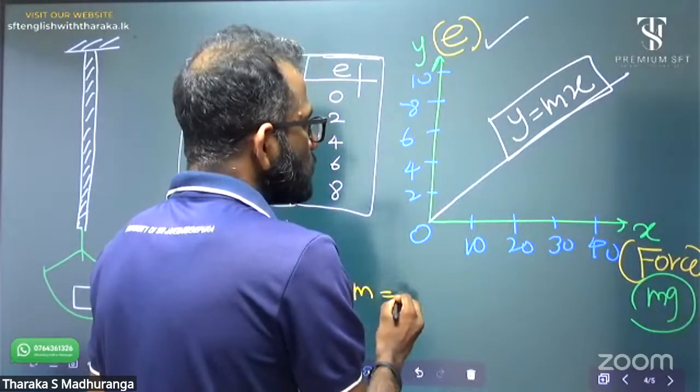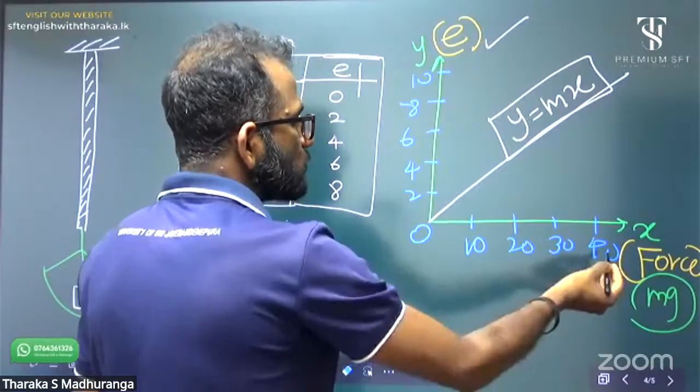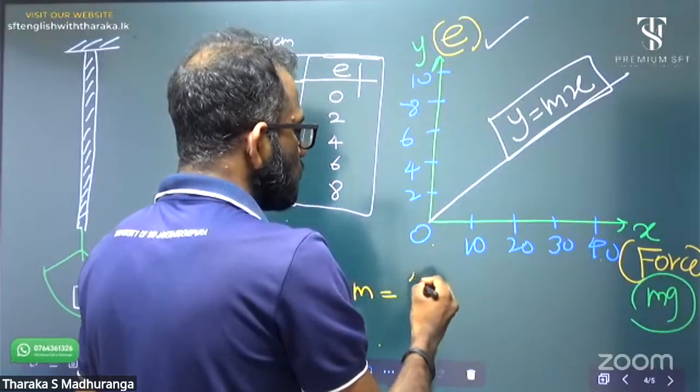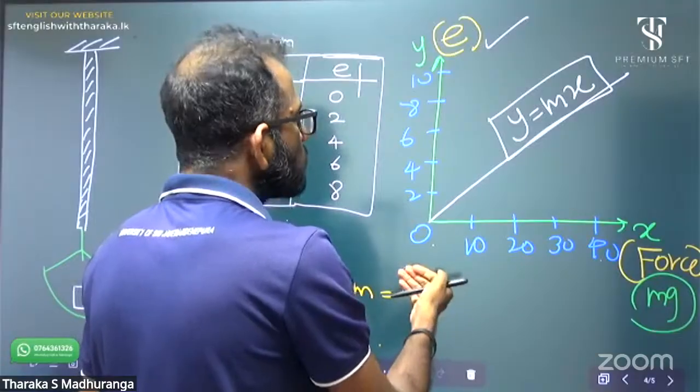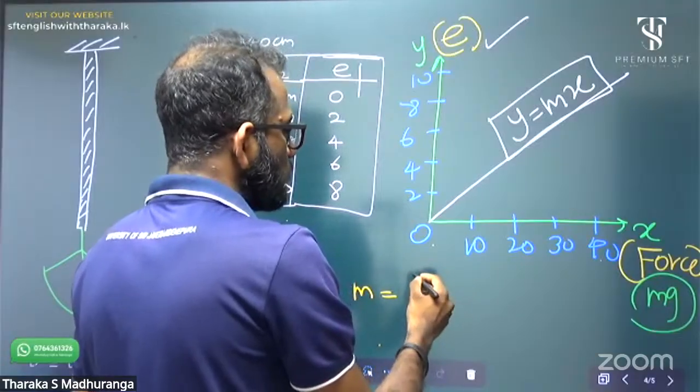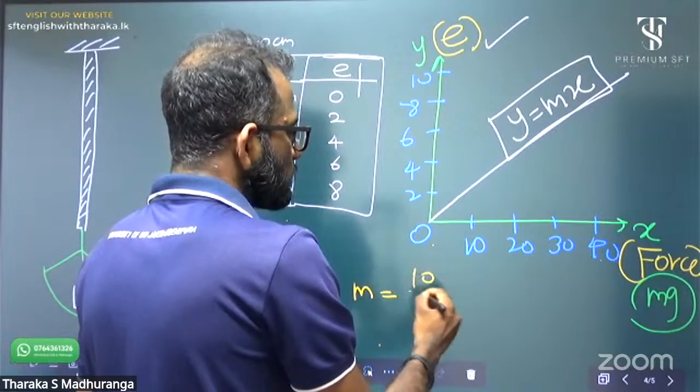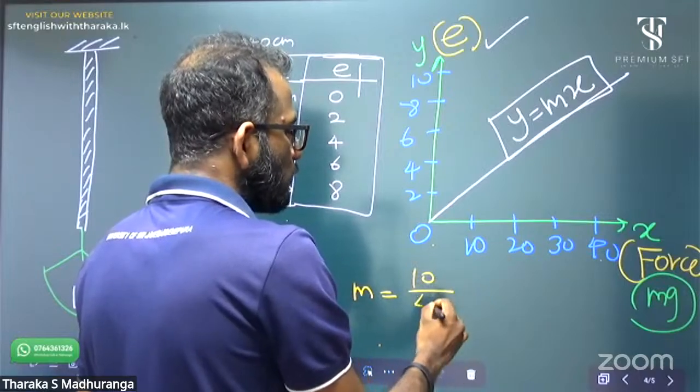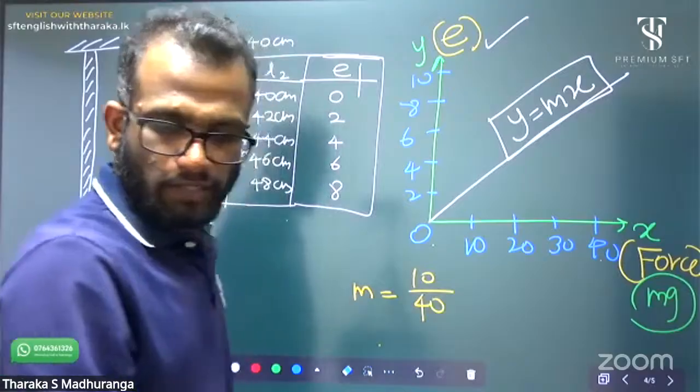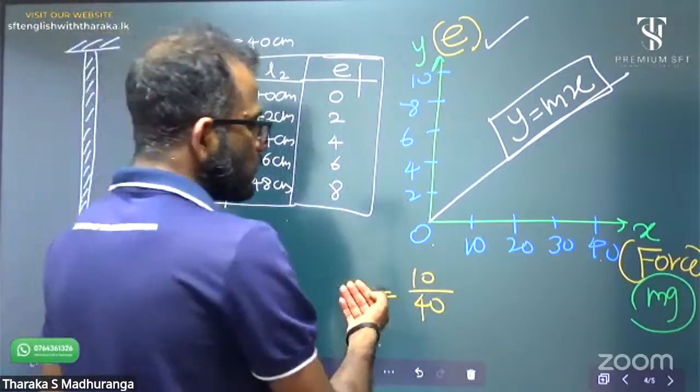equation. How to get the gradient? Y difference divided by x difference. Sorry, y difference 10 divided by x difference 0, it is 10. 40 divided by 0, 40. This is the gradient, right? Y difference divided by x difference.